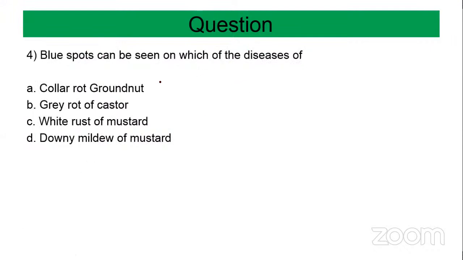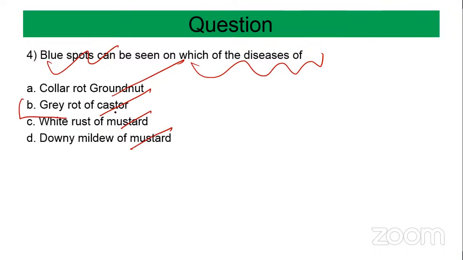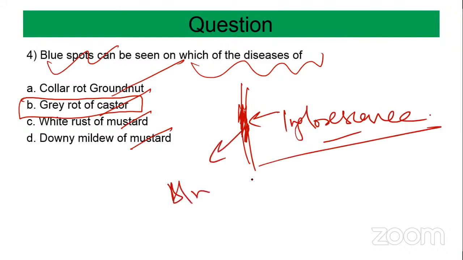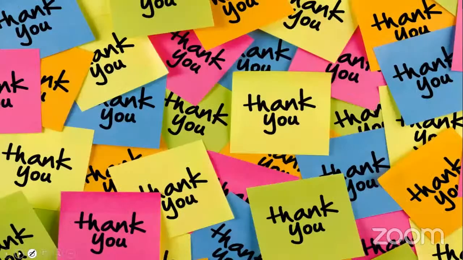Then question number 4 says blue spots can be seen on which of the following diseases? Collar rot of groundnut, or gray rot of castor, or white rust of mustard, or downy mildew of mustard. So here the gray rot of castor, I told you, right? The Botrytis can cause the blue spots on the inflorescence, right? So this is how we can easily identify that. Okay, so thank you.